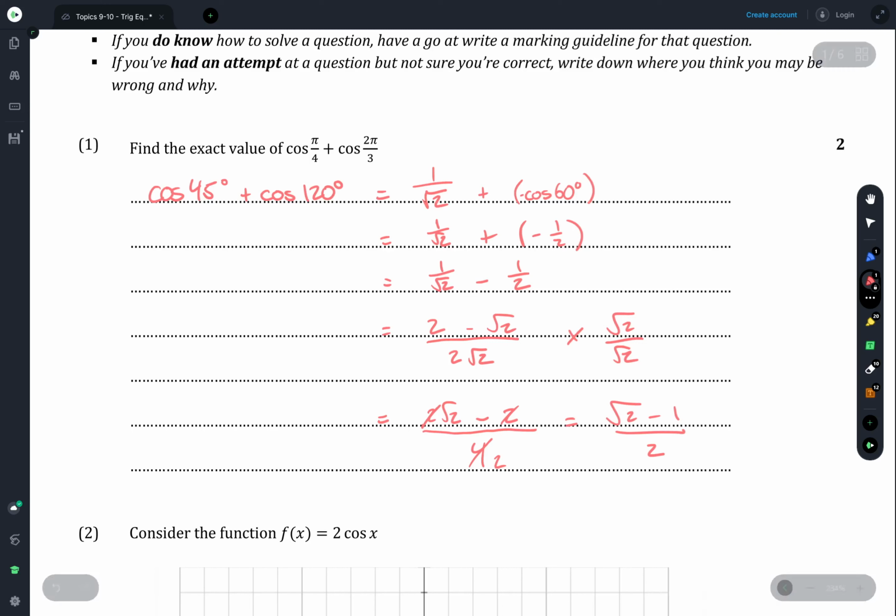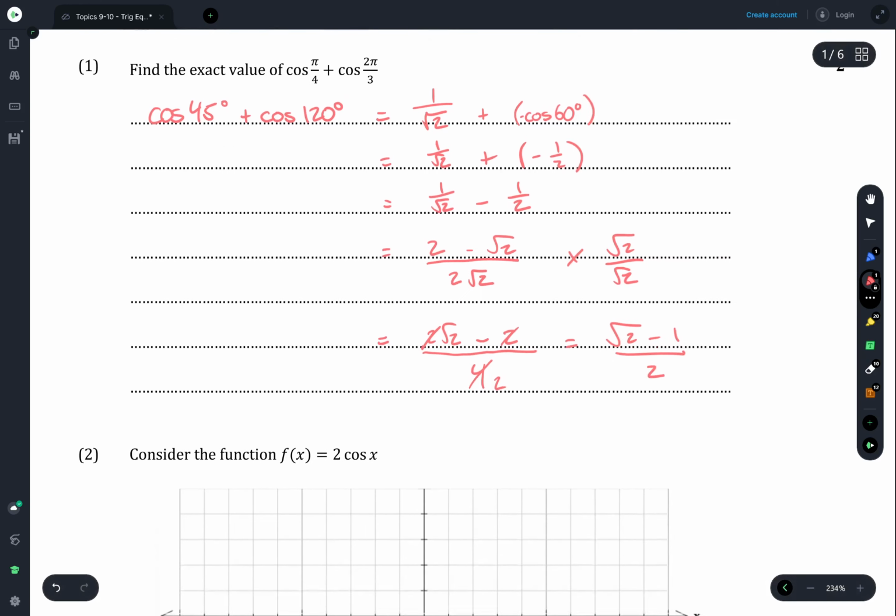So the key bit to this question is making sure that we know the exact values for these. So knowing that cos 45 equals 1 over root 2, cos 120 can be rewritten as negative cos 60, which is negative 1 over 2, and then subtracting two fractions together, rationalizing the denominator whenever we can.